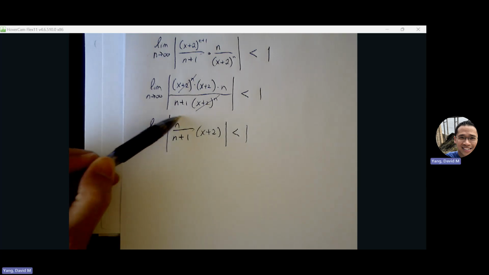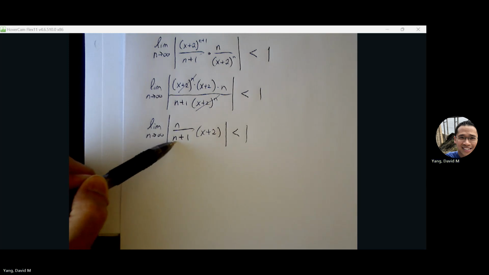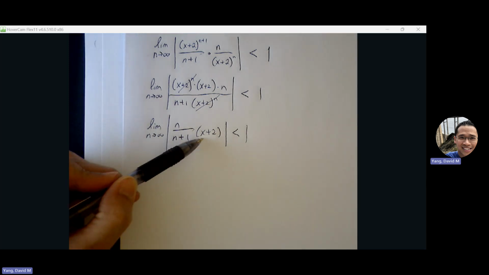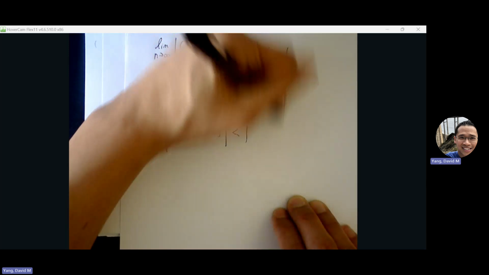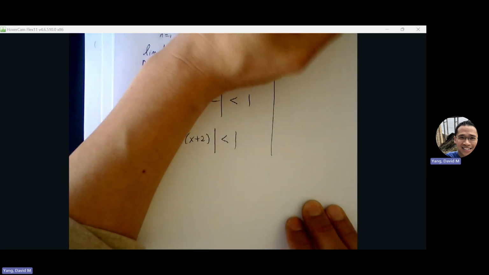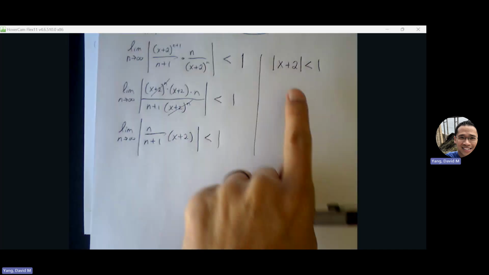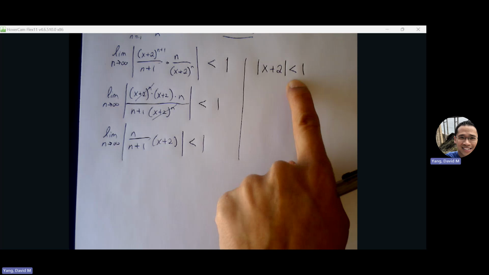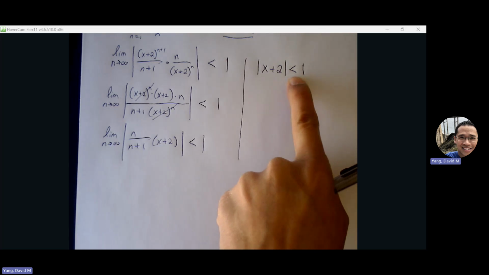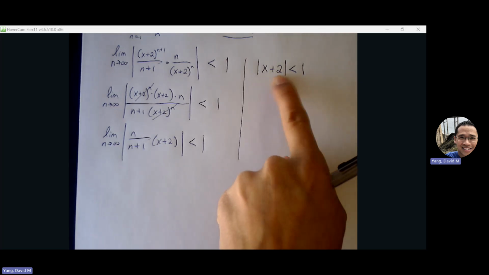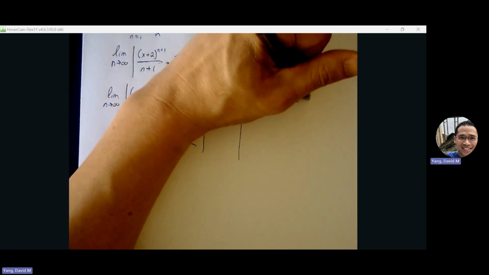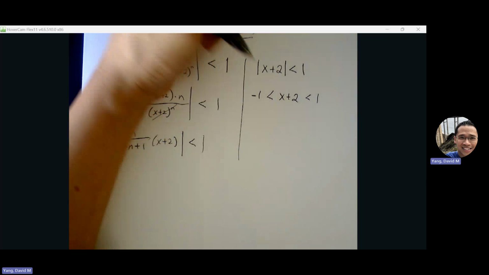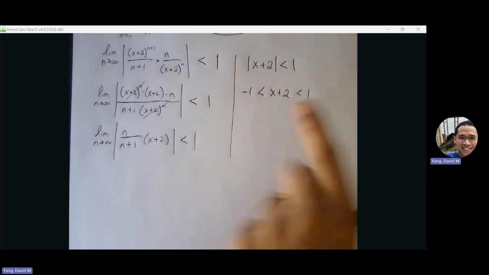What's the limit as n approaches infinity of n over n plus 1? Just 1, right? So the only thing left is the absolute value of x plus 2. So we know that this will converge whenever the absolute value of x plus 2 is less than 1. So we're down to this conclusion. Are we good up to this point? All right. Whenever you see an absolute value with a less than, you can always rewrite it without absolute value by saying this: x plus 2 is between 1 and negative 1. Are we good from here to here?